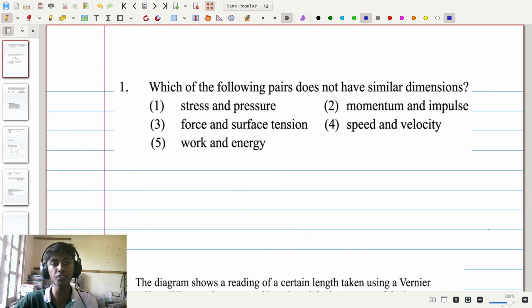Now moving on to the first question, which says: which of the following pairs does not have similar dimensions? Now out of these we look at the first answer. The first answer is stress and pressure.